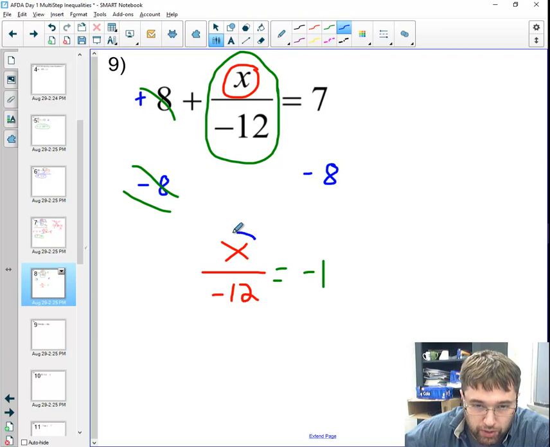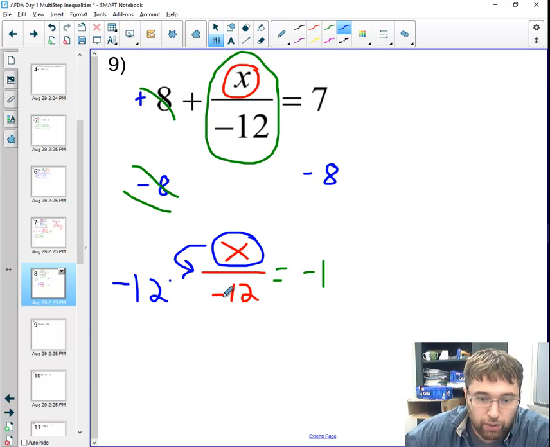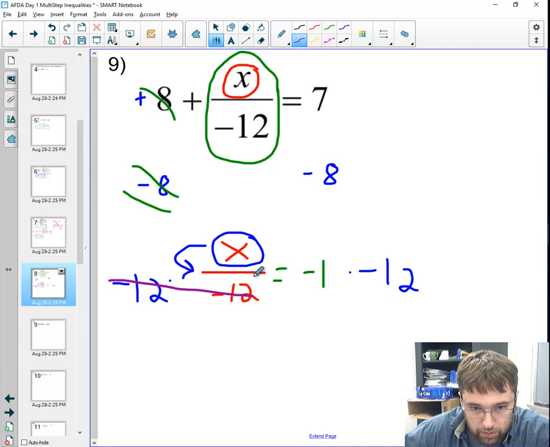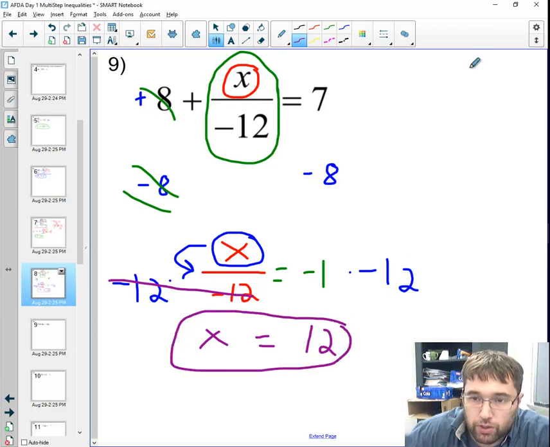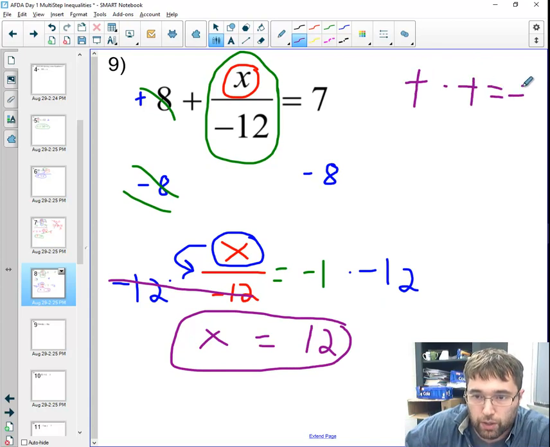We circle the variable, take care of the hater. The hater is our divide by negative 12. So we multiply by negative 12. Because remember, a negative times a negative is a positive. These cancel out. We're left with x. Negative times a negative is a positive. 1 times 12 is 12. I'm not writing the positive sign because I'm lazy. And again, just to review, when we have a positive times a positive, that equals a positive.